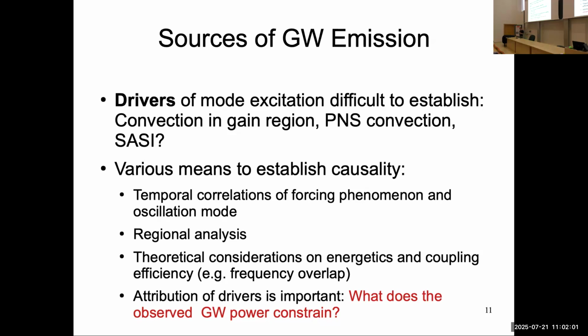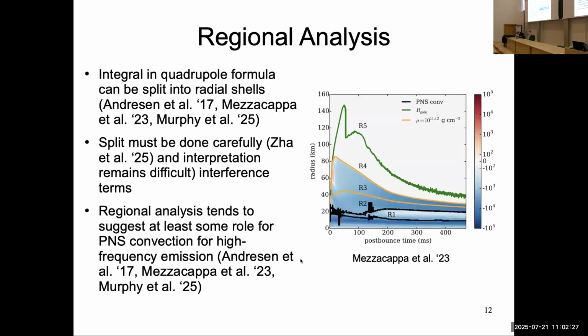And there are various means to approach that problem. I think no single one of them is sufficient. You can try to decompose the quadrupole formula to pin down where the waves are actually coming from. You can use energy arguments. You can use correlations between which flow phenomena are active in your simulations and when you emit the gravitational waves. There are various ways to do that, really. Yeah. So decomposition of where the waves are coming from.